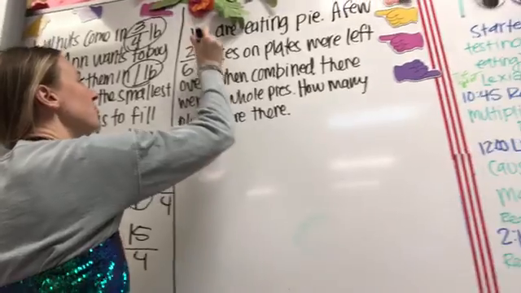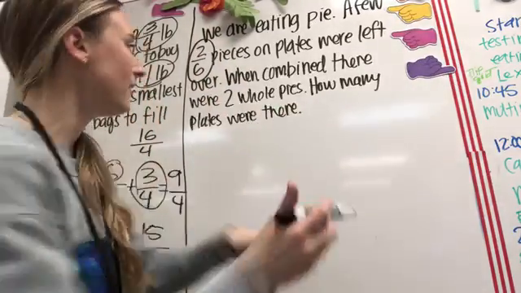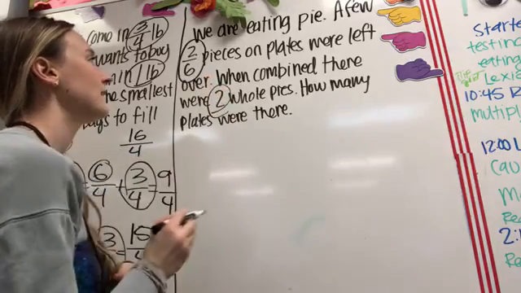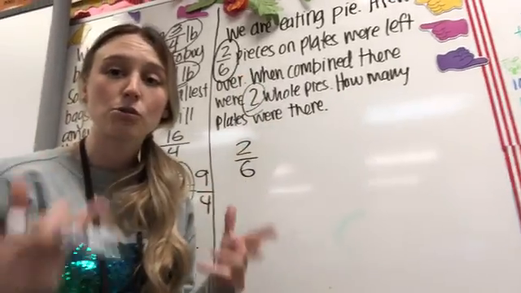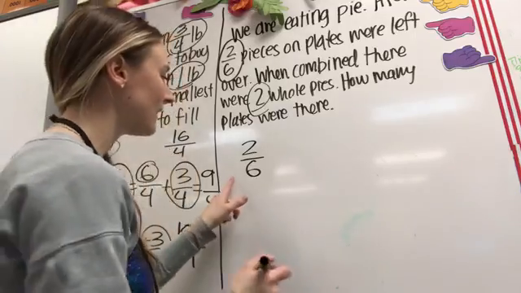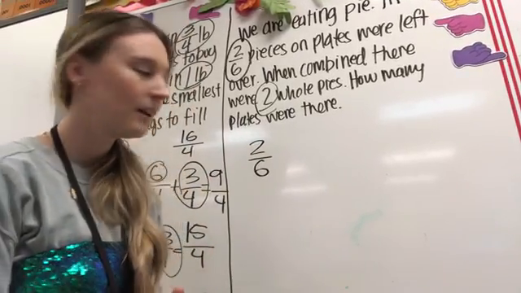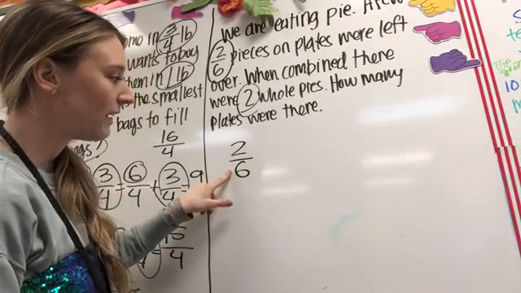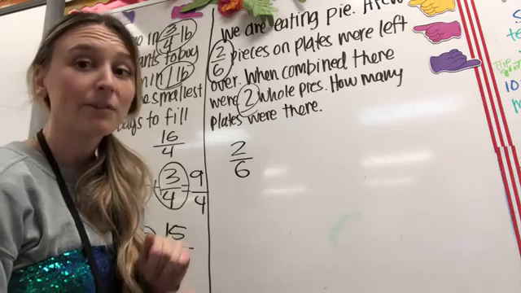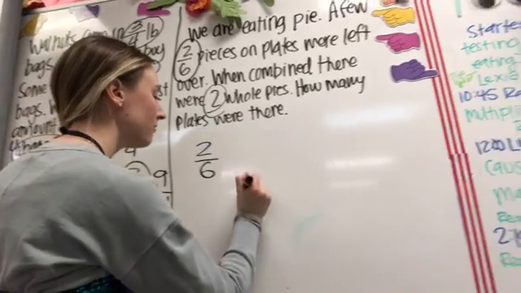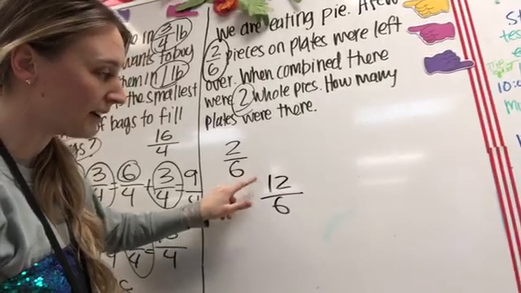Okay, so if 2/6 of pies were on plates, and if you added up all those plates, you would get 2 whole pies. So we need to keep adding 2/6 until we get to 2 whole pies. But let's think. What fraction would represent 2 whole pies? What is 6 times 2? Well, 6 times 2 is 12/6. So to get 2 whole pies, we need 12/6.